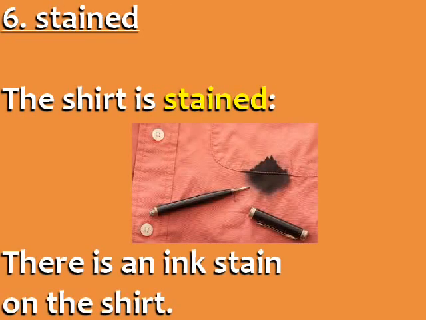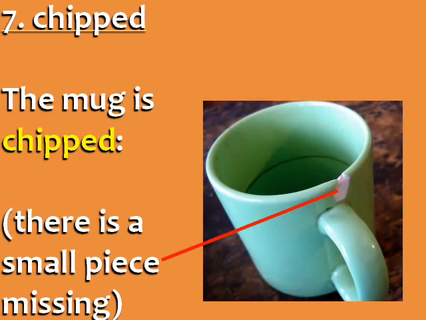Number 6. Stained. The shirt is stained. Another way to say it is there is an ink stain on the shirt. Number 7. Chipped. The mug is chipped. This means there is a small piece missing.